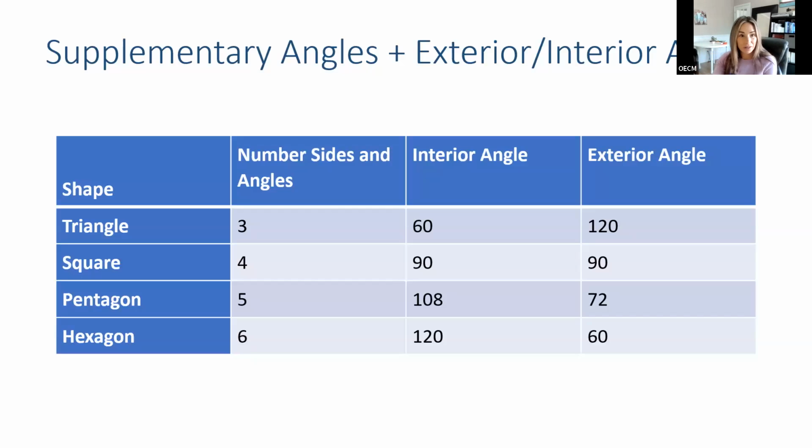Of course, to determine the exterior angle, it's just 360 divided by the number of sides, or the number of angles in a shape. Then they could calculate the interior angle from that information as well.